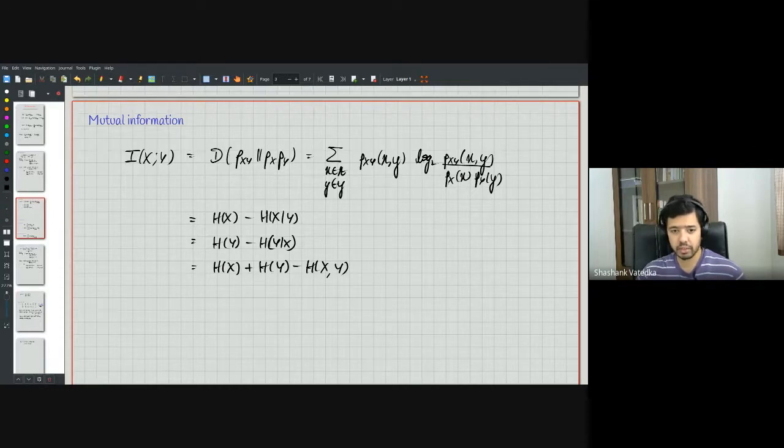So before the next class, you should maybe quickly revise your notes on information theory. You can also go through the Cover-Thomas textbook to see what you've already learned.